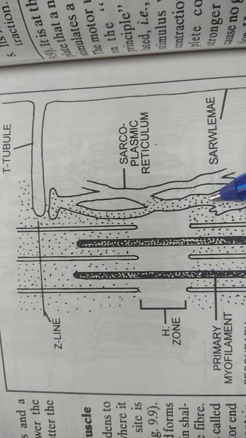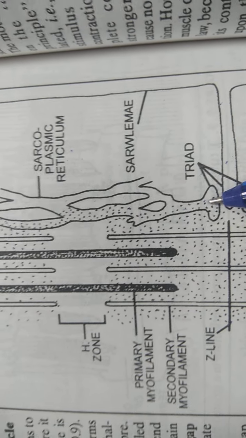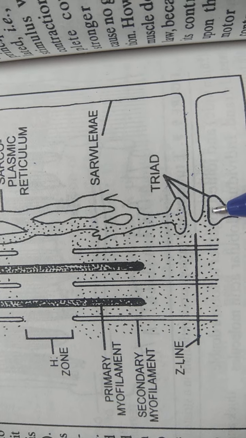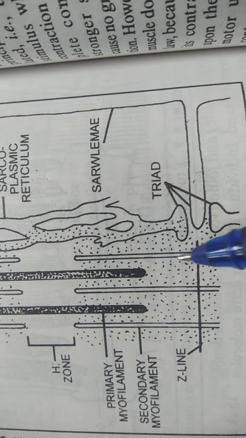What is the name of the sarcoplasmic reticulum? L tubules. So you can see one protuberance on this side, another on the other side, and the T tubule together form a structure which is called the triad.